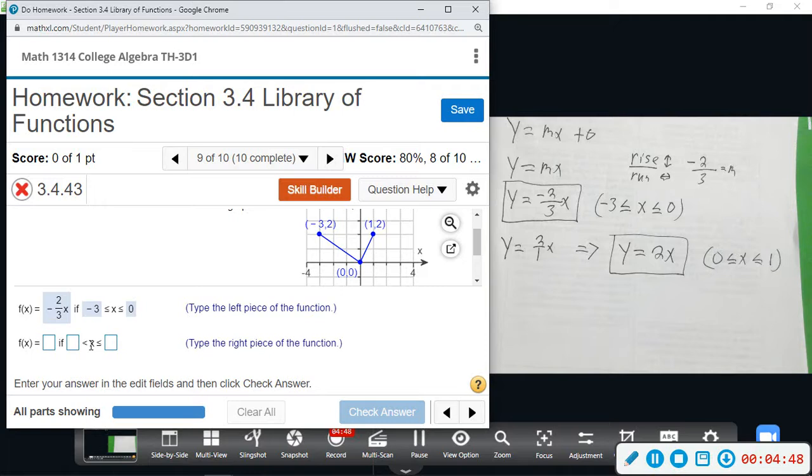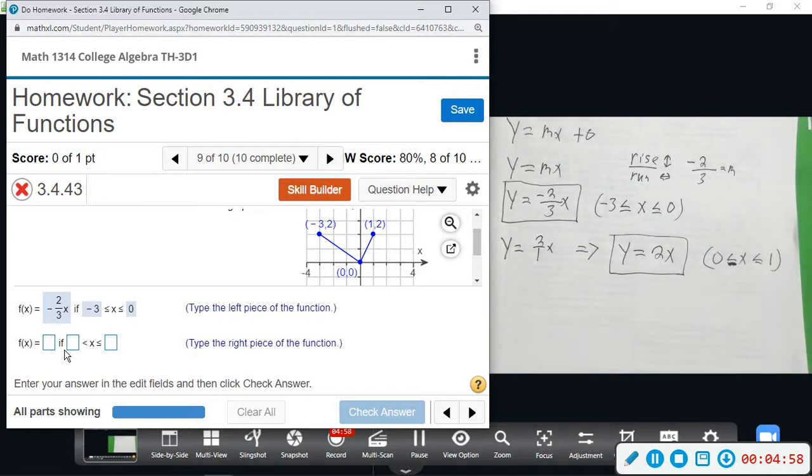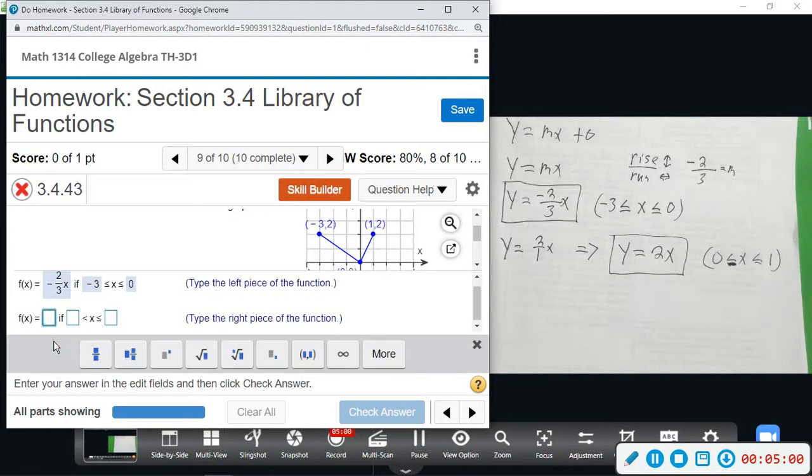Well, actually, this one says less than because we can't include 0 in both graphs. So since this one says less than, we're going to get rid of the 0 here. So get rid of the equal to part there. So that will be 2x if we are between 0 and 1.